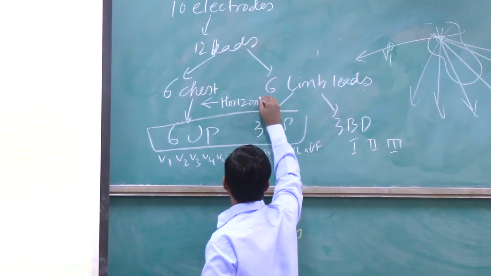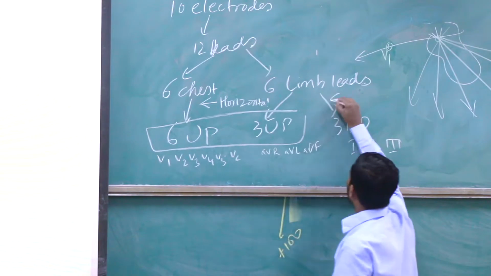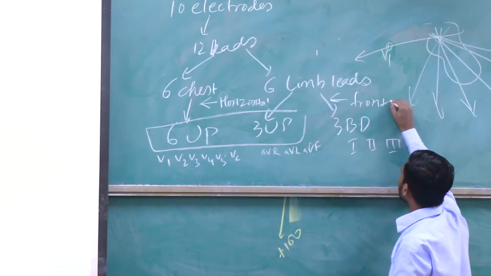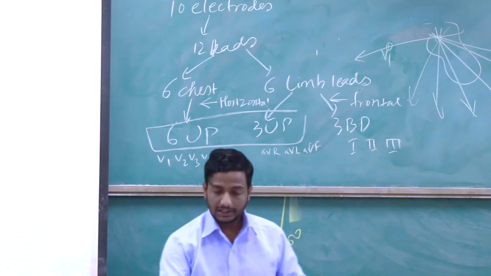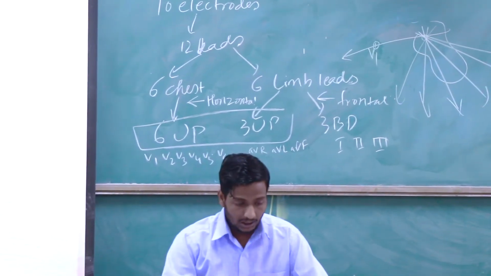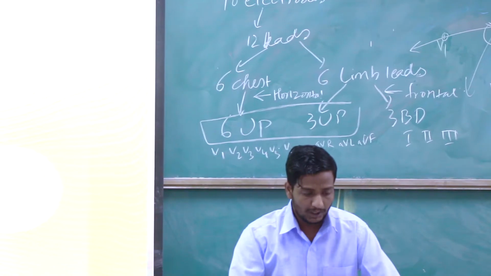And the limb leads are going to look at your heart from which plane? Frontal plane. Is this concept clear to all of you? Yes. Okay, so this is the first step of our class today to understand the different electrodes and leads. Now let's look at the photo here. The same thing whatever I have written here.